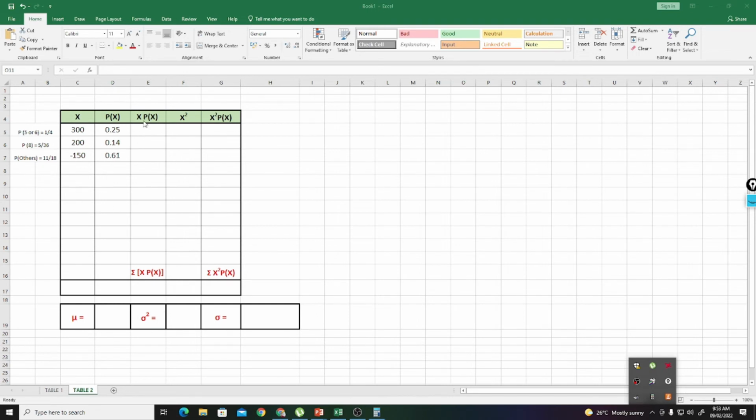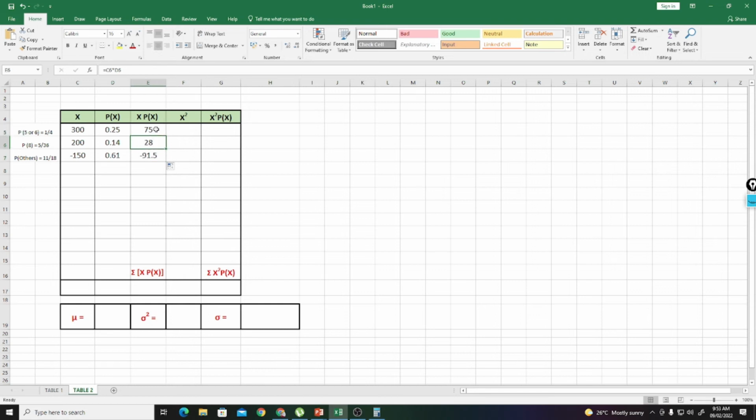Next, we have the product of x times p of x sa third column. So, by doing that, equals natin. So, formula tayo. So, product ng first two column. Then, shift 8, column number 2. Then, enter. Then, drag down lang natin to.